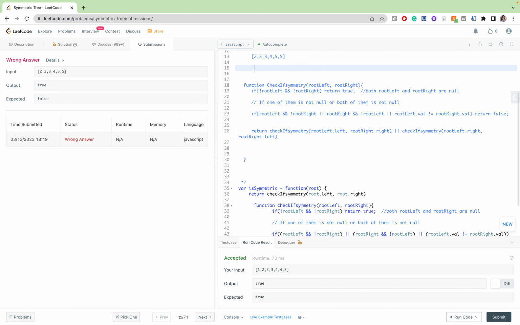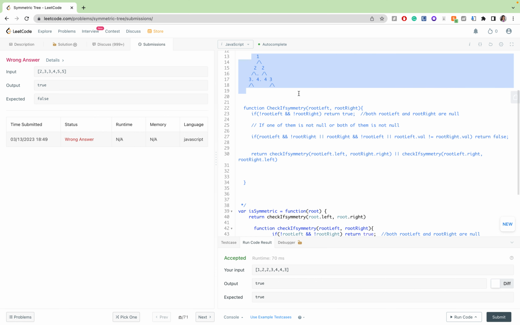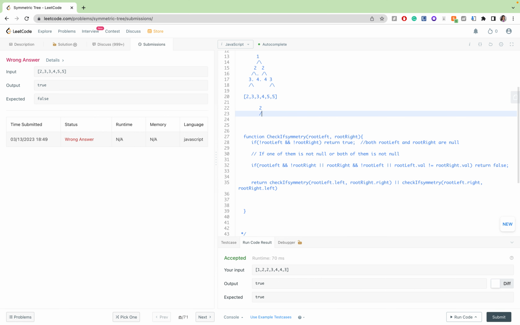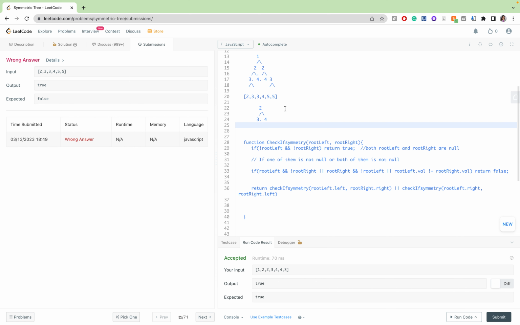Interesting. Let me not delete that. So 2 3 3 5 5 5 means output should be 3, right? 3 3 2 3 3 and 4 4 5.